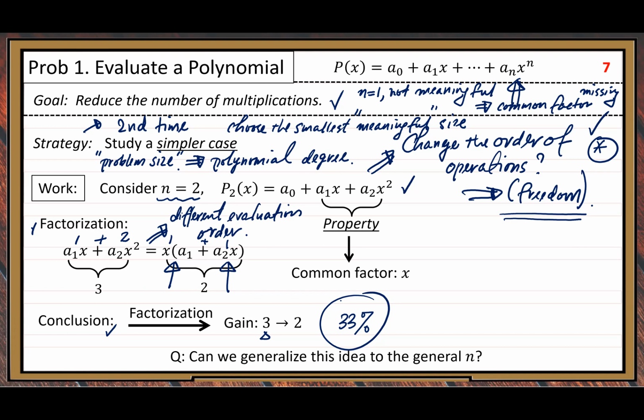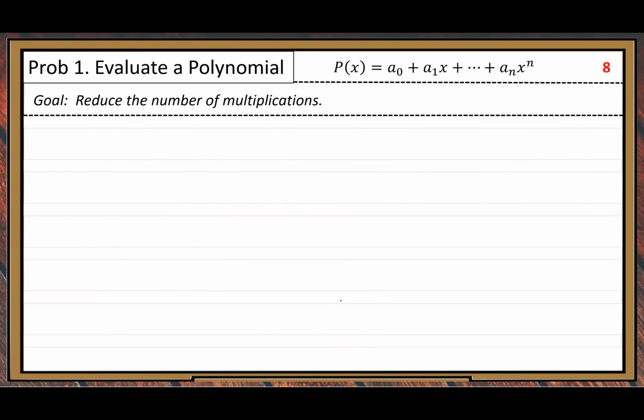So the next question is, can we generalize this idea to the general n? Here n only equals 2. So our goal is to do this kind of improvement for the general n. Our next step is to answer this question. So let's move to the next step.